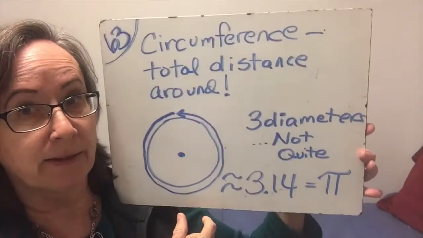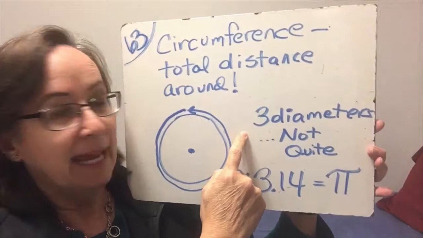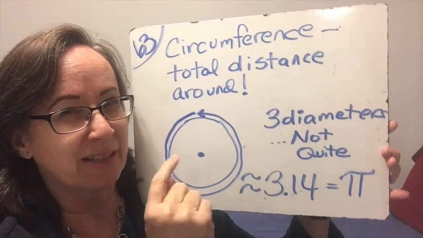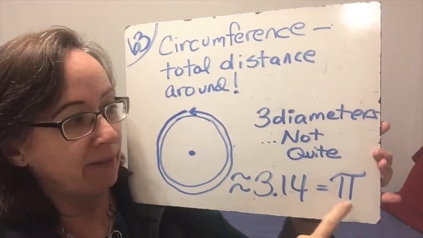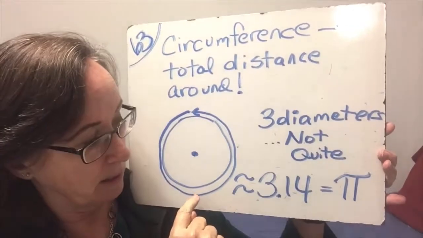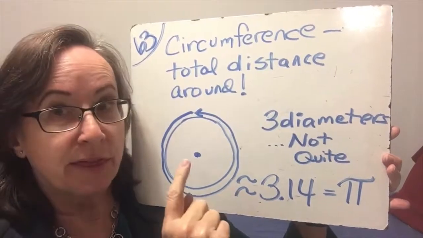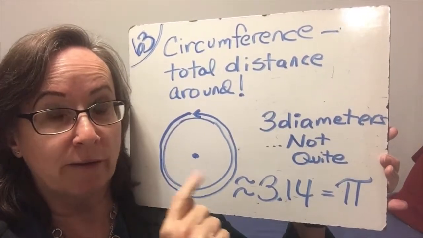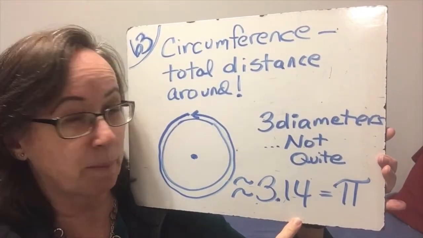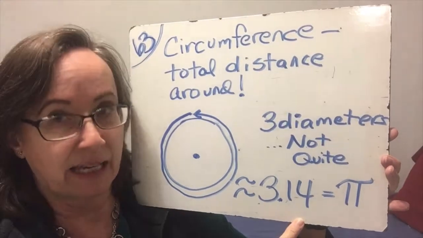So we have a formula. So we're going to say, let's go back to this board, the circumference is not equal to 3 diameters, because 3 diameters doesn't quite get there. But the circumference is 3.14 times the diameter. Okay, so about 3.14 diameters would wrap around.